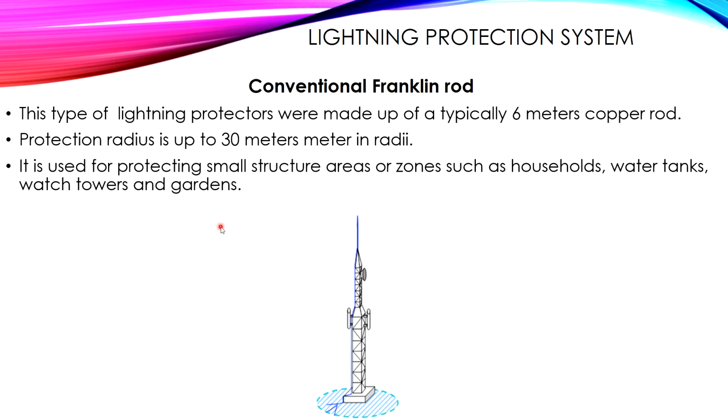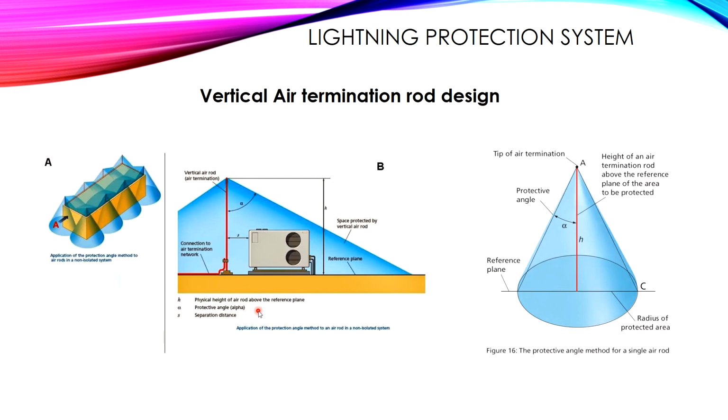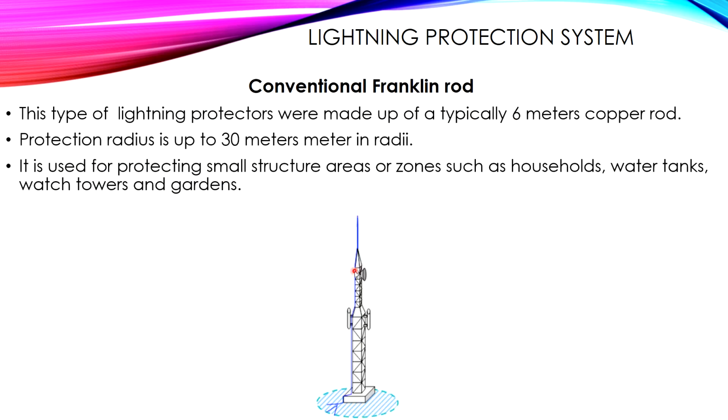But in important applications such as a big structure or a building, then we don't use the conventional type. We use 2 methods. Number 1, the vertical air termination rod method, or having a group of rods, as you see here, each of these rods having its own protection zone. Okay, remember here, this one rod has a radius which protects it, or a circle which protects it with a certain radius.